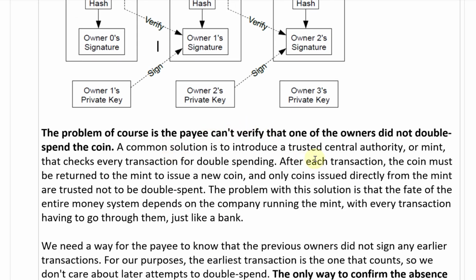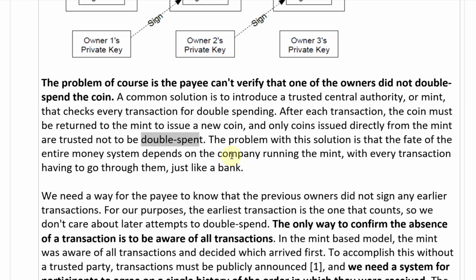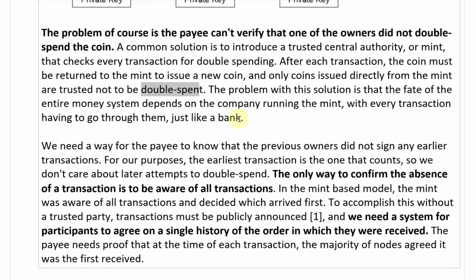A common solution is to introduce a trusted central authority, or mint, that checks every transaction for double spending. In other words, become a bank. After each transaction, the coin must be returned to the mint to issue a new coin. So just like with a bank, you always have to go to your bank and do a transaction, go to the bank, do a transaction, and so on. And only coins issued directly from the mint are trusted not to be double spent. The problem with the solution is that the fate of the entire money system depends on the company or bank running the mint, with every transaction having to go through them, just like a bank. So yes, that is the issue we don't want to deal with.